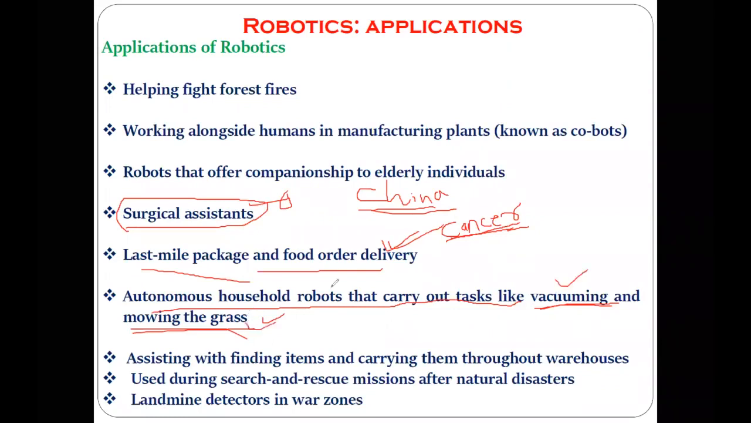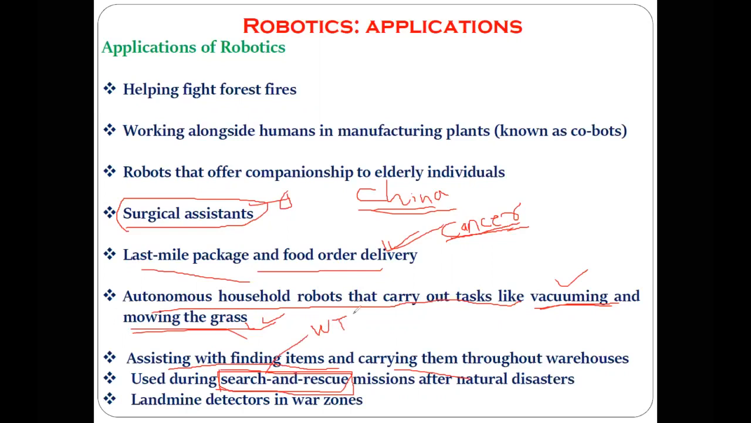So for that household purpose also, or in the garden also, the robots are being utilized. Also, robots are utilized in the industries and the workshop to find different items and carry those items from one place to another place. Also, robots are being utilized in the search and rescue operations.